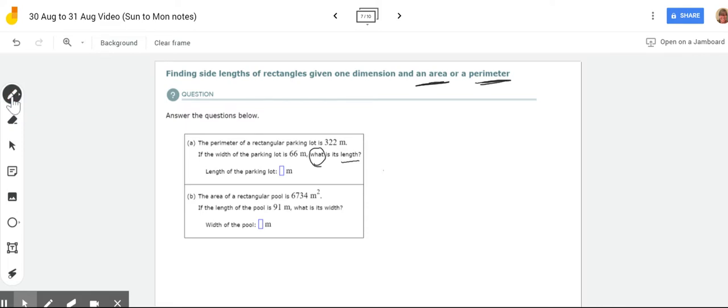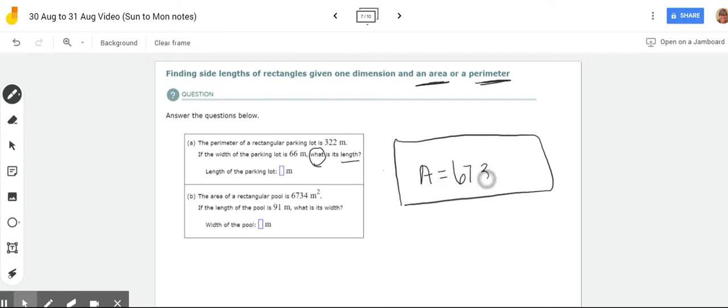By the way, if you're listening to this on YouTube, you can always double the speed or slow it down, I believe. The area of a rectangular pool is this. So now they're giving you another rectangle, and now they're telling you the area. Typically, I put the area inside. And yes, of course, it's meters squared. Area is always going to be squares. They're always talking about how many squares fit in the area. If the length of the pool is 91, what is its width?